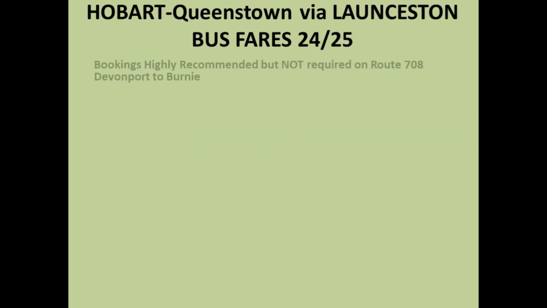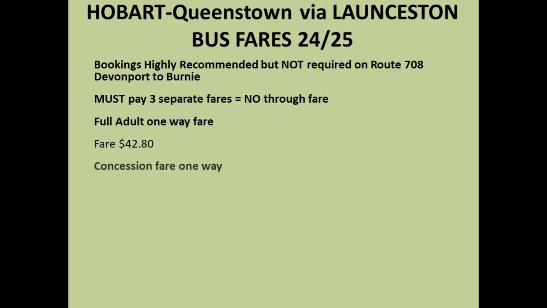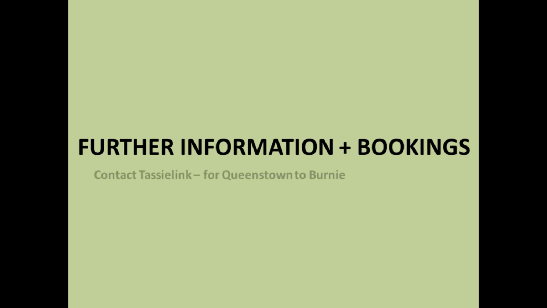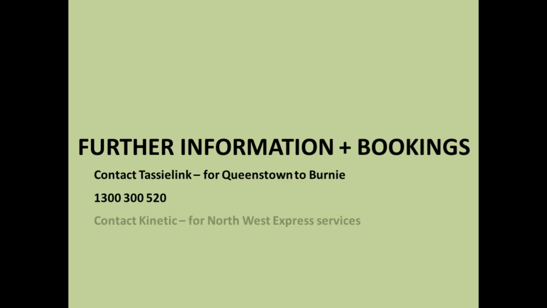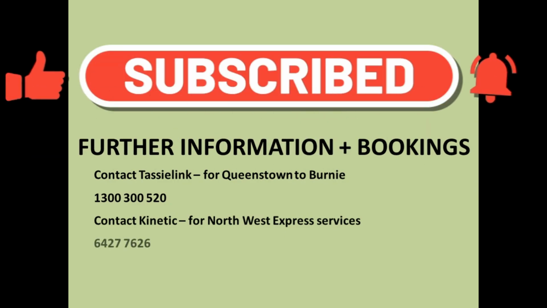You have to have overnight somewhere in Devonport, and so you can get to Hobart in the middle of the following day. Right, you've got to pay 3 separate fares. There's no through fare. You add up the 3 fares, it's $40.80 for full adult, $21.40 for concession, and just $4 for children and students. Cash and FPOS available on board, but no FPOS on the TassieLink service between Queenstown and Burnie. Contact TassieLink then. You can contact them on that number. There's also a contact number for Kinetic for the local Devonport to Northwest Express and the intercity service as well.